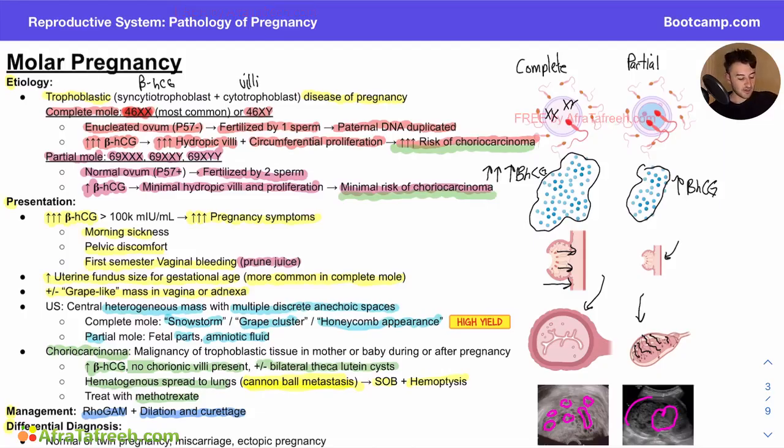So in terms of our differential for our molar pregnancies, this could be a normal or a twin pregnancy as well, right? We know that twin pregnancies are going to present with increased levels of beta HCG because we have two syncytiotrophoblasts producing that beta HCG, and then it could also be a miscarriage because those can present with vaginal bleeding. However, the normal miscarriage would not be described as prune juice. That is a phrase that we like to reserve for our molar pregnancies.